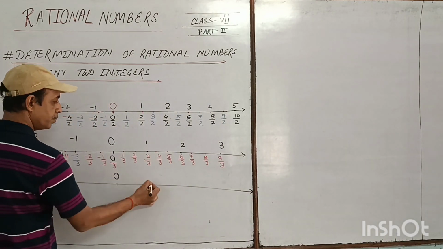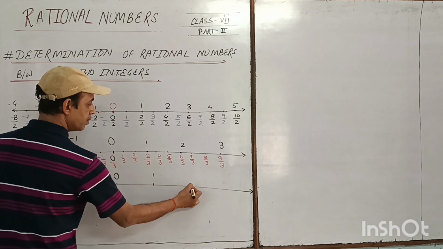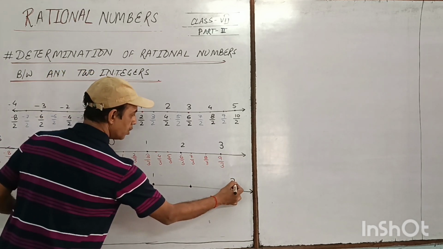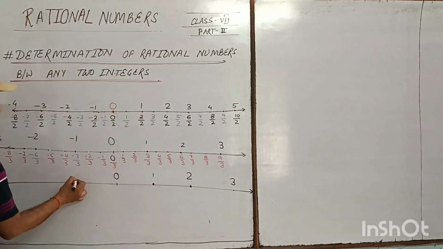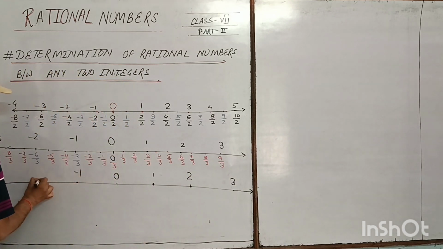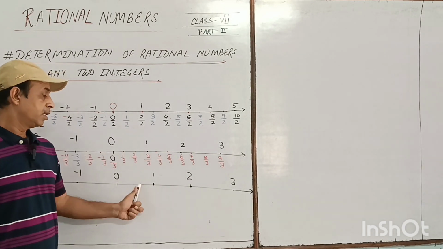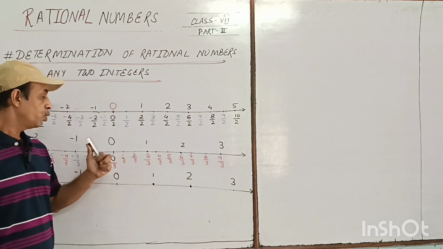This is 0, 1, 2, 3. This will be say minus 1. This will be minus 2. This will be minus 3. Now we will be dividing two consecutive integers into 4 parts.